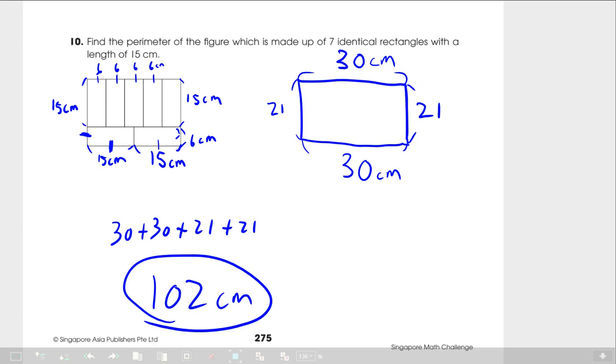So the way to approach this is you need to use all the information that the question gives you. The 2 important pieces being the length of 15 centimeters and that they're all identical. Once you figure out that, oh, this is 15 and this is 15, 2 15s make the length of the big figure. Then you can work from there, find out that that's 30.